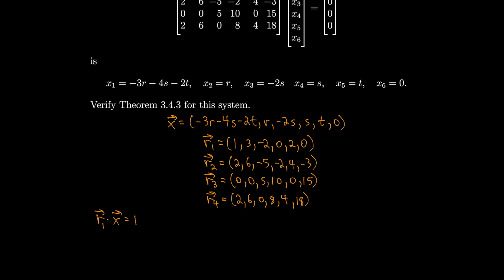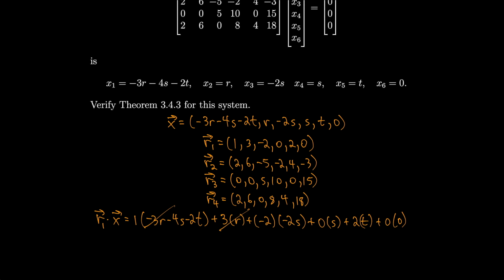I'll get 1 for my first component of R1 dotted with this guy over here. So that's 1 times minus 3R minus 4S minus 2T. And I'll add that to 3 times R plus negative 2 times negative 2S plus 0 times S plus 2 times T plus 0 times 0. Notice we get tons of cancellation. All of the terms end up canceling each other. We end up with 0 for that dot product.